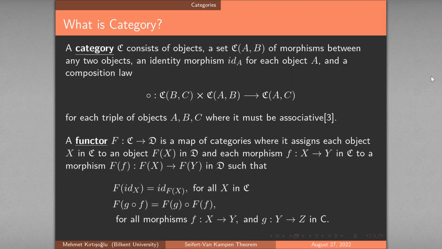Okay, we can also pass through the categories. That's a map called a functor. A functor from C to D is a map of categories where it assigns each object of the first one to another object of the second. And it must take the identity morphism of this category to the identity morphism of its image. Okay, and the functor must respect composition for all morphisms.